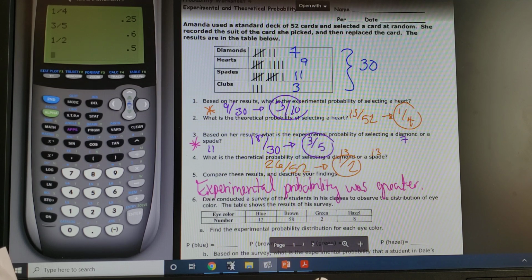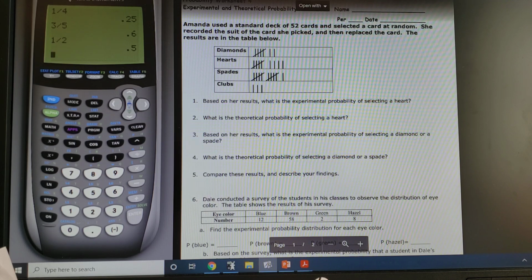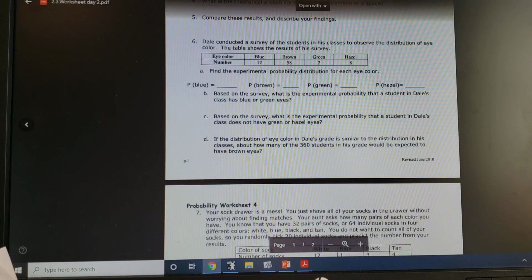So it kind of makes you want to take the chance versus actually doing theoretical situations. Okay, so now we're going to talk about students in a class. So we're going to step away from a deck of cards.